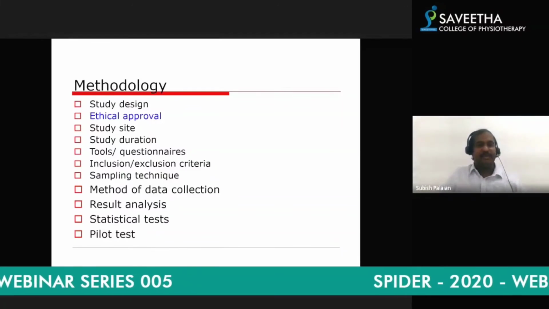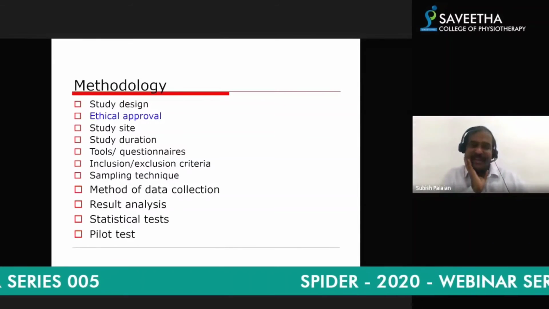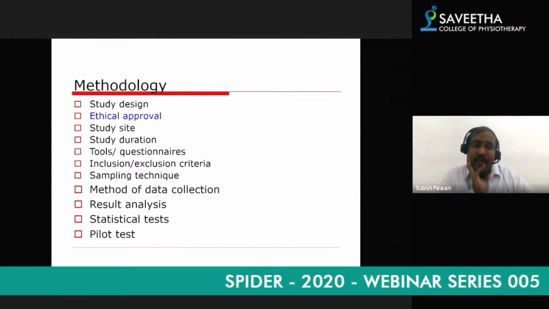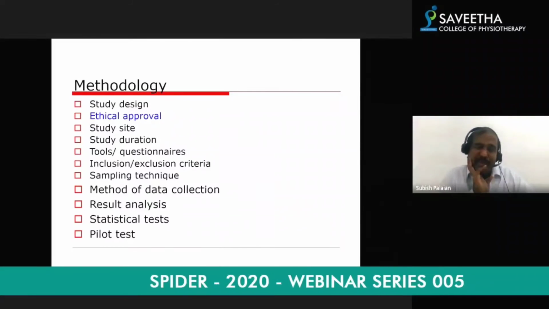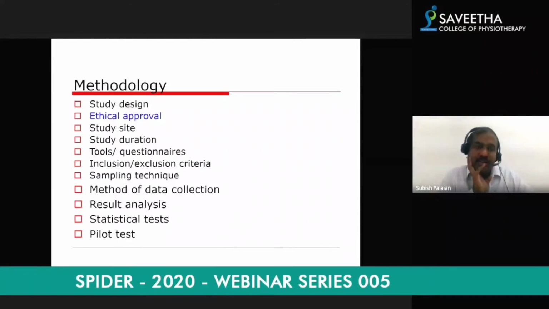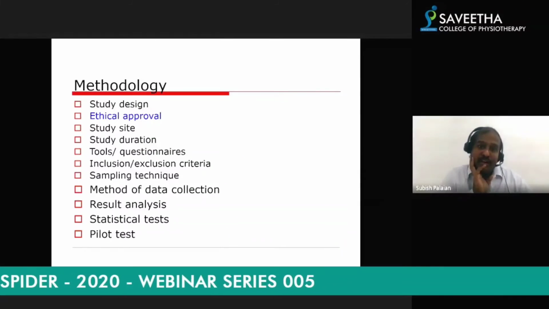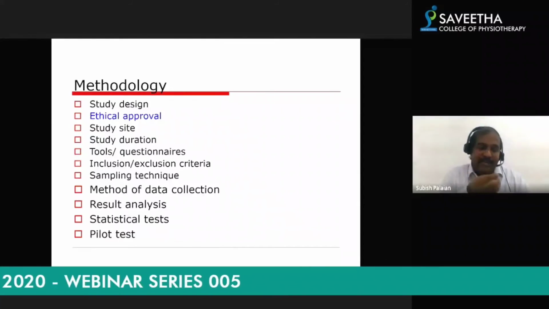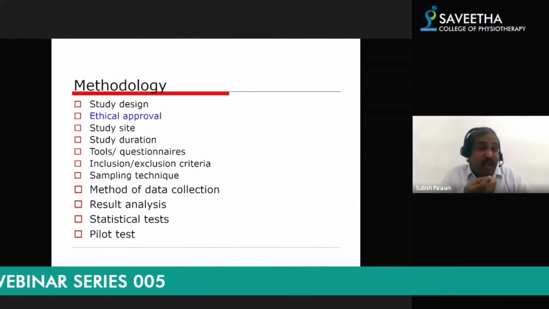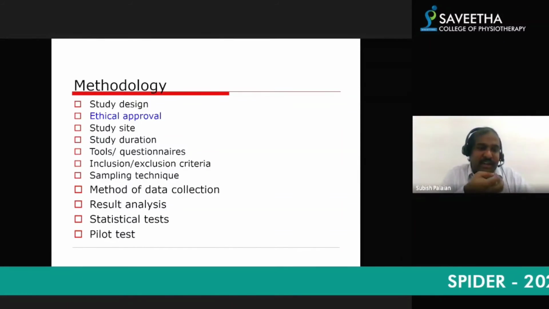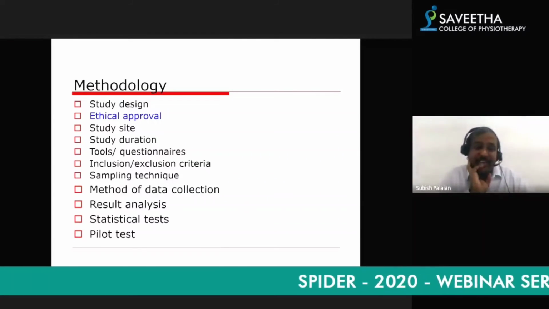And the last part of the methodology is the pilot test. Pilot test means I want to do a big project, but when I do a big project, I really don't know whether this project will work out or not. So what will I do? I try to test in small numbers whether my methodology is correct, whether my questionnaire is good, and so on. I do it with a small number of people. That is what is called a pilot test.